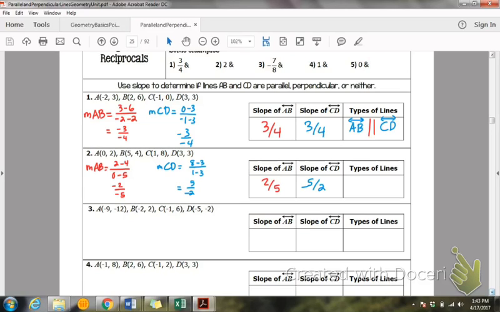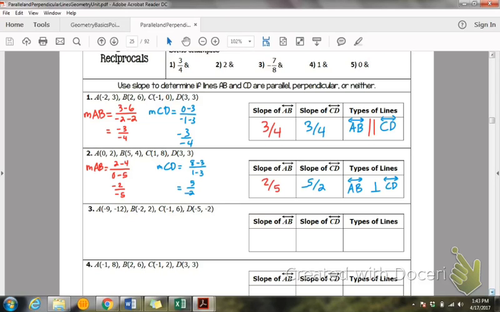And then I got negative 5/2. Shelly, did you get negative 5/2? Yeah. Okay, so what kind are they, Shelly? Okay, you see how they're opposite reciprocals of each other? We have 2/5 and negative 5/2. So we're going to write our statement that line AB is perpendicular to line CD. Okay, perpendicular to line CD. Questions about that one?